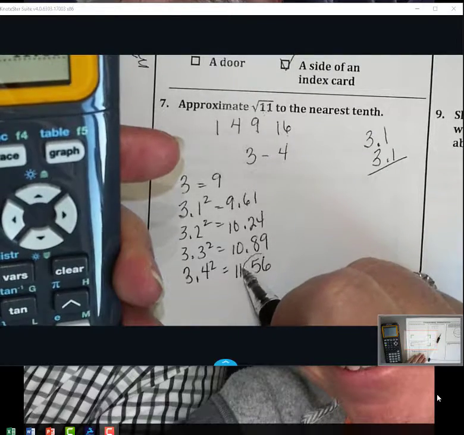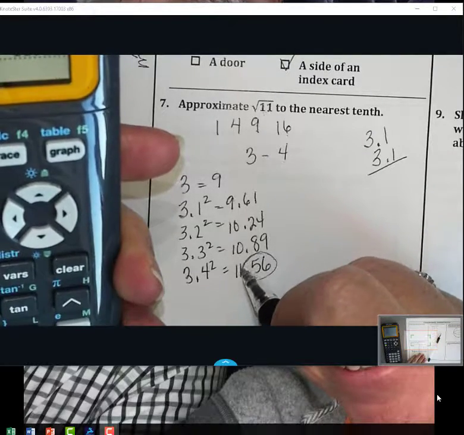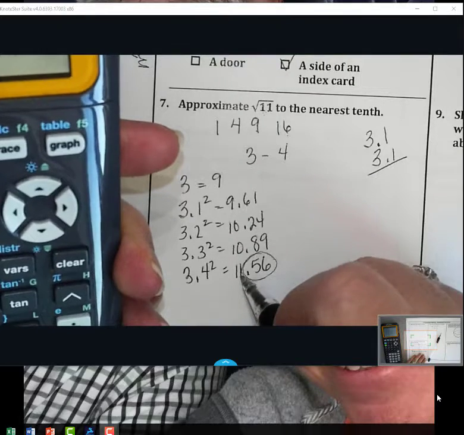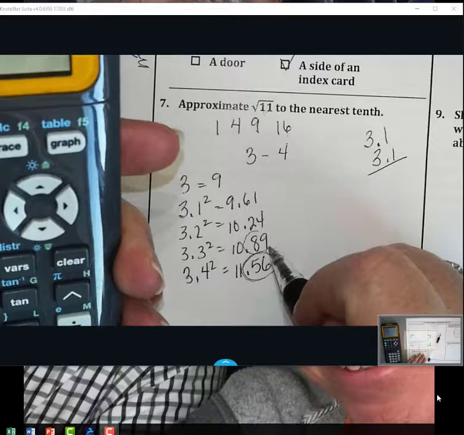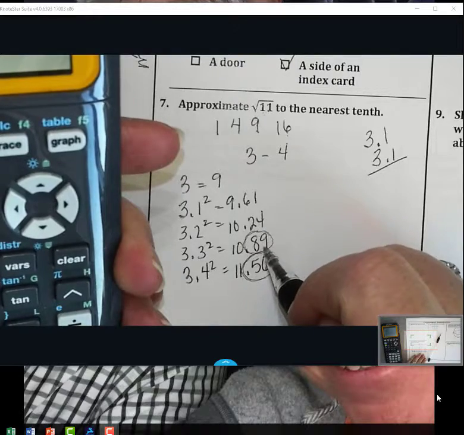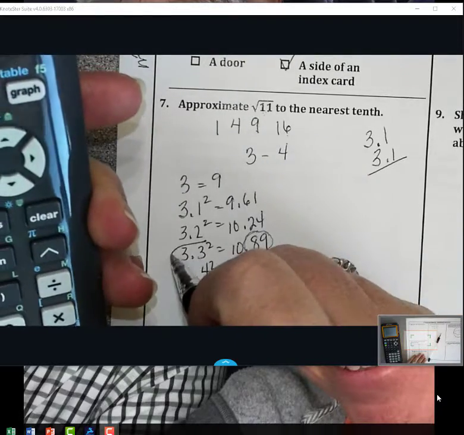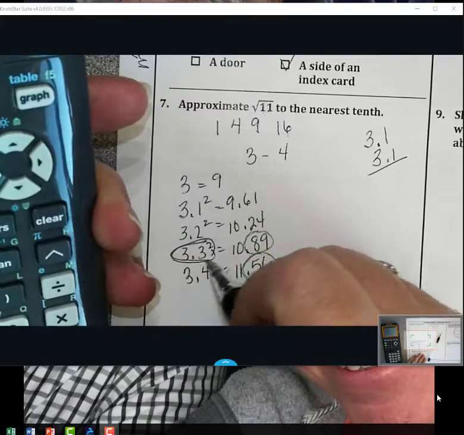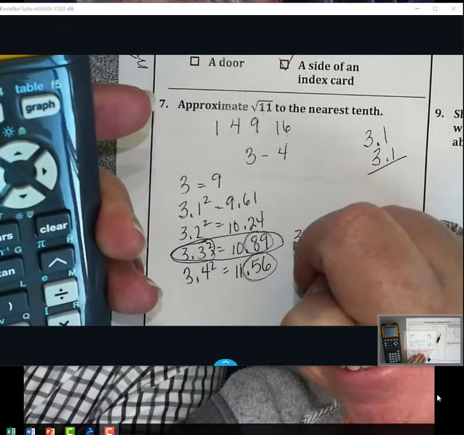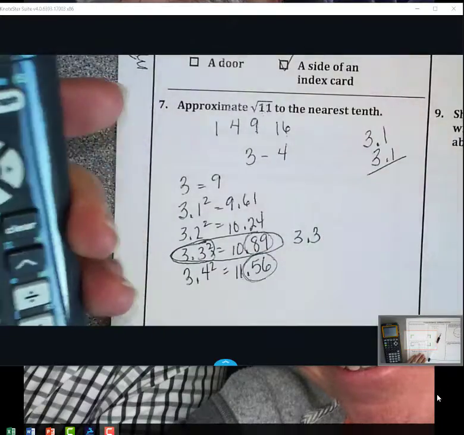So this is 56 hundredths away from 11, over. And this is 11 hundredths away. So this one is closer. So 3.3 is where I would approximate it.